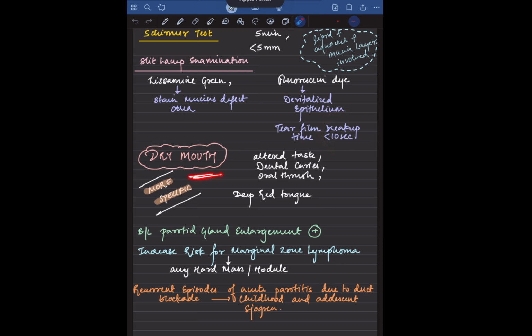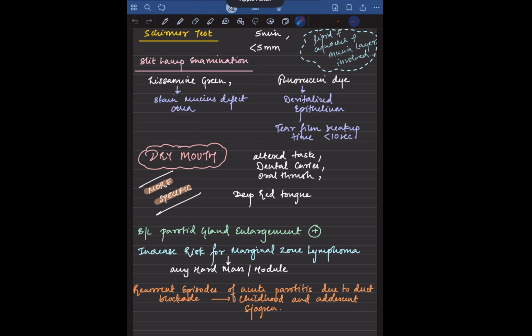When it comes to dryness of the mouth, there will be an altered taste, dental caries, and oral thrush. There will also be a deep red tongue. So this is more specific to dryness of the mouth. Okay, and there will be parotid gland enlargement. This becomes a very important differential, one of the differentials being IgG4 disease. I will go through IgG4 disease also and make a video on that, on how to differentiate between IgG4 disease and Sjogren's. But remember, there will be parotid gland enlargement here, and there is an increased risk of marginal zone lymphoma, with any hard mass or nodule, yes.